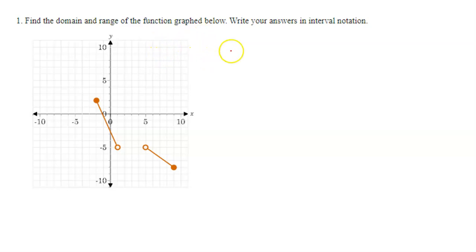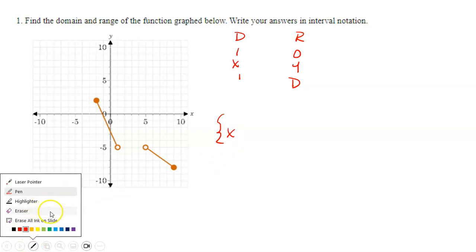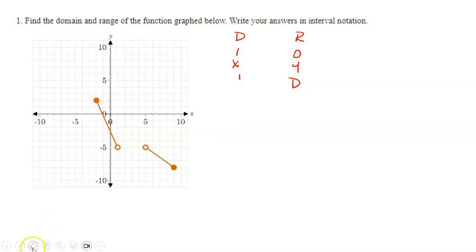Find the domain and range of the function. So, okay, so my x, oh, write your answers in interval notation. My bad. So let's see. So x, it looks like, if I look at the x axis, it starts at 2, and it goes to 8. So it's going to start at 2, and it's going to go to 8.